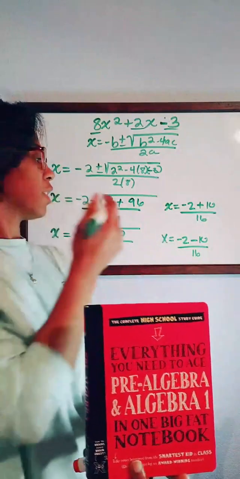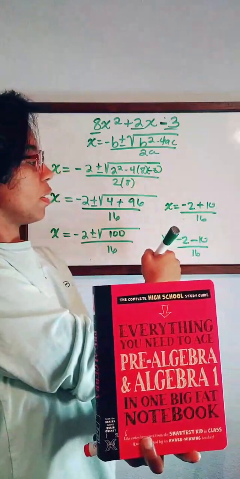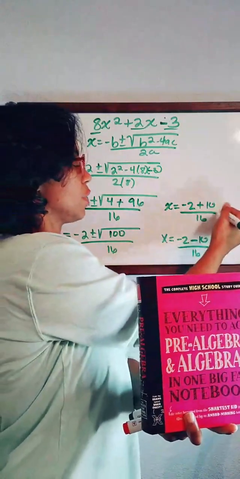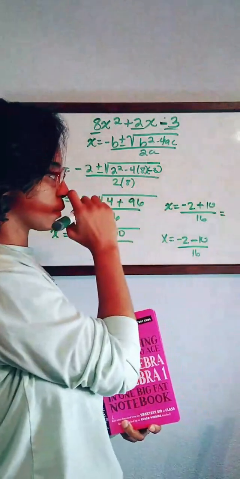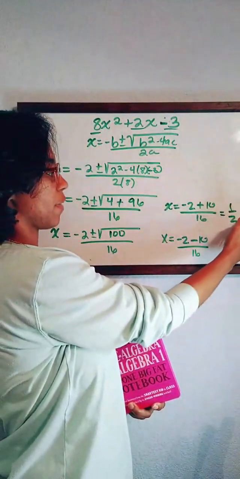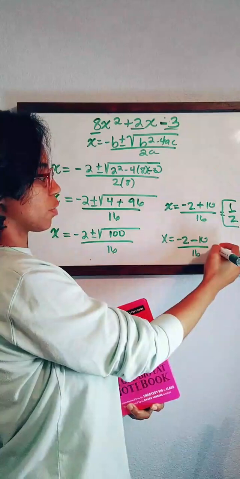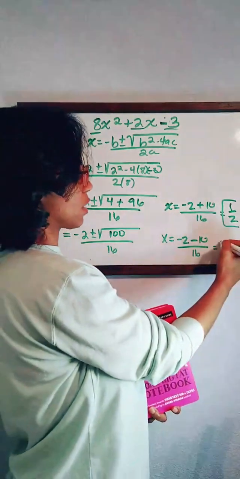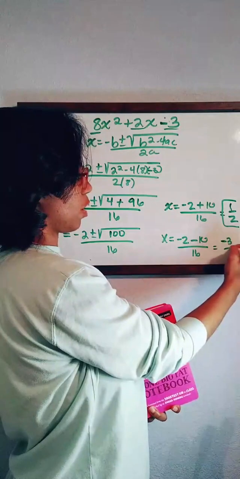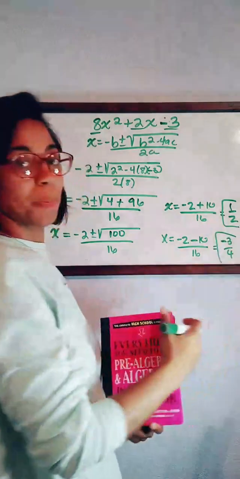Very good. So this was 8 over 16, which ended up being dividing everything by 8, which is 1/2. And then this one down here is negative 12 over 16, and that's going to give you a negative 3 over 4. And that's it.